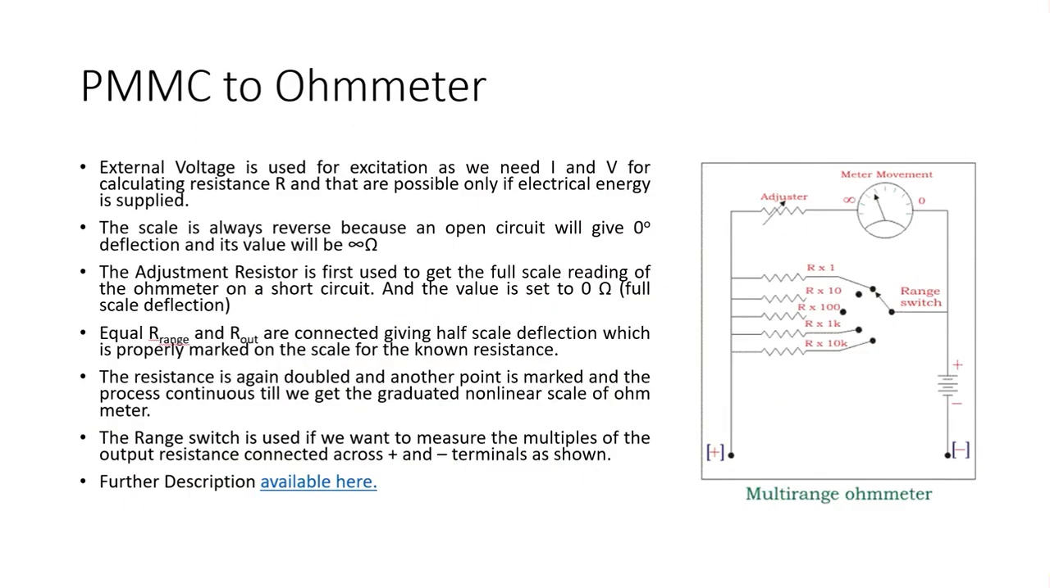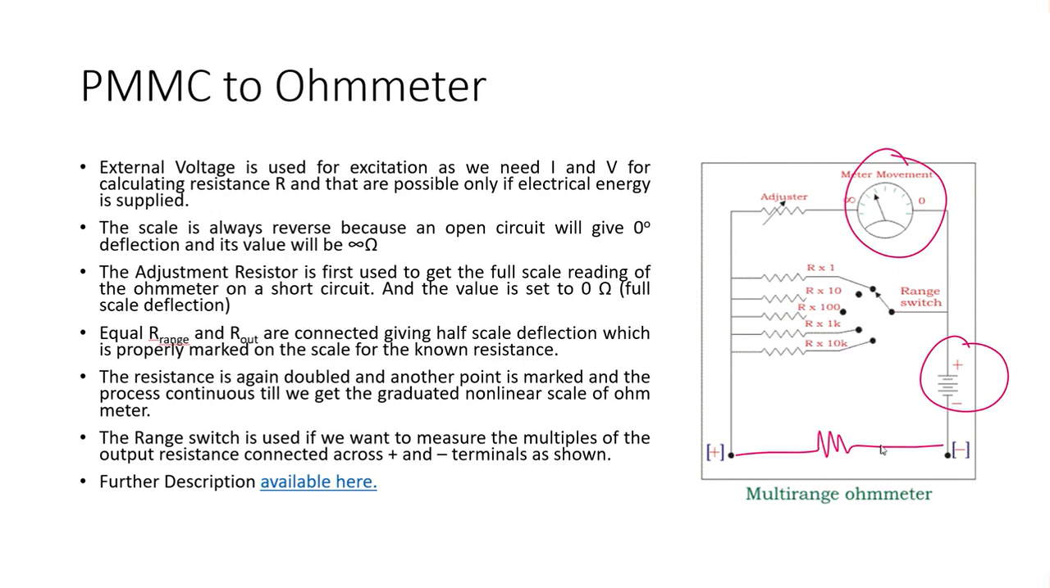PMMC to ohmmeter conversion. This is a very interesting topic. In this topic, this mechanism starts behaving in reverse. First of all, we should understand that in the previous ammeter and voltmeter, we already had current or voltage, which are forms of energy. Now, if we connect any resistance with it, we do not have any energy. So without a cell, this mechanism will not work.